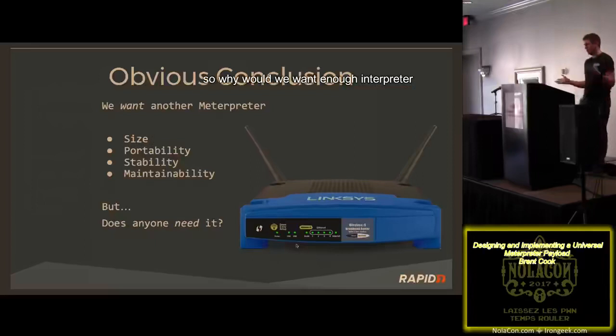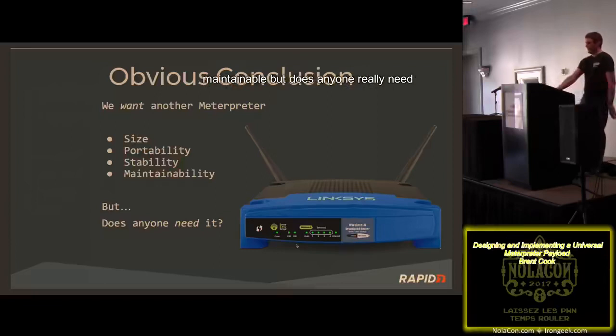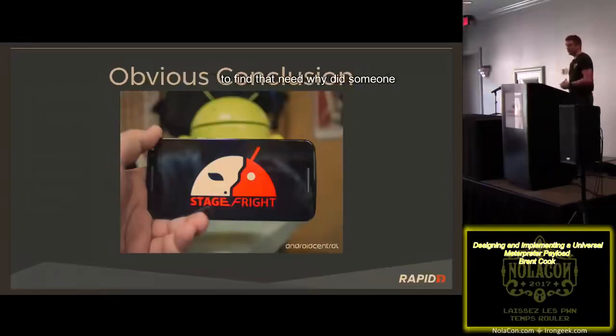All right, so why would we want another interpreter other than just the code? We want it to be smaller, we want it to be more portable, we want it to be more stable, which is a big problem if you ever used the old 32-bit Linux interpreter. You probably noticed it crashes really easily. We want it to be maintainable, but does anyone really need it? And here's what basically allowed us to find that need. Why did someone actually need it?